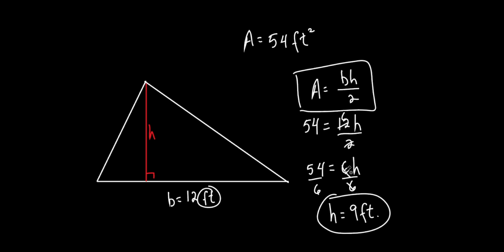12 divided by 2 is 6. 6H. Divide by 6 to get rid of the 6. And then 54 divided by 6 is 9. It's as easy as that. But you got to practice it.